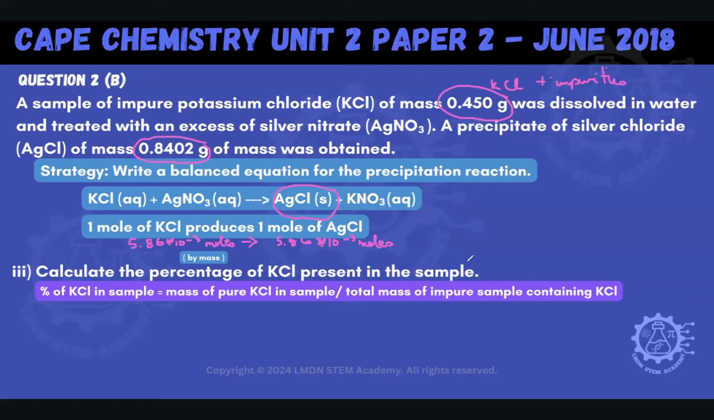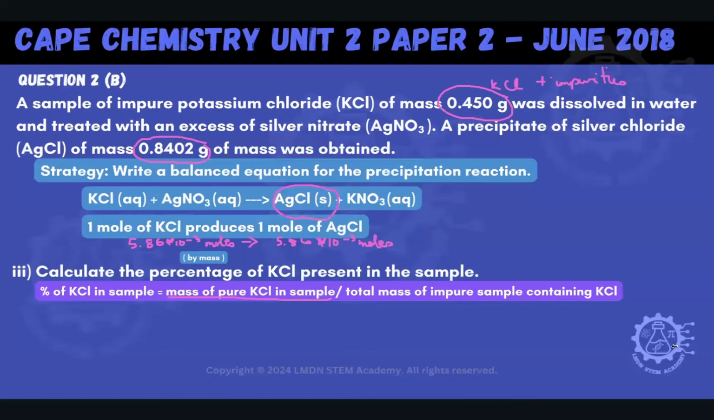This number here. And in order to find the percentage of KCl in the sample, we're going to need to find out the mass of pure KCl in the sample, right? We're going to need to find that. How are we going to find that mass? Well, we know the moles. We know the moles of pure KCl in the sample. Okay, we just calculated that. So because we know the moles of pure KCl in the sample, we can then find the mass. Okay, so how do we get from moles to mass?